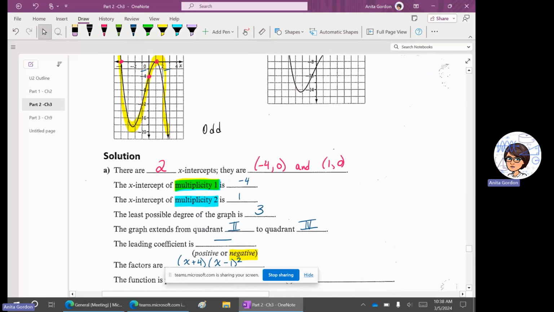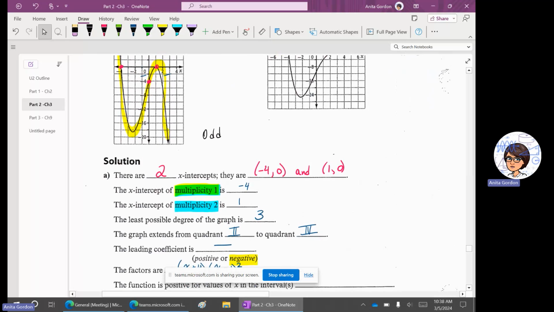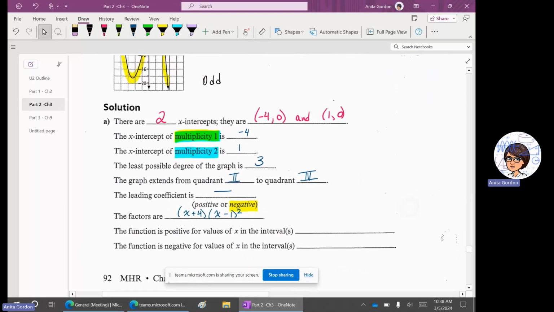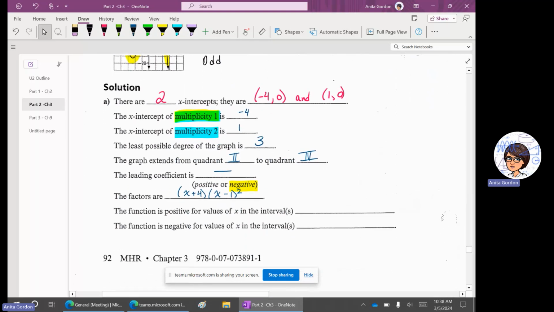Okay, because the multiplicity tells me the direction of the graph at the x-intercept. Because I have a bounce, I know that it's an even multiplicity. And because I'm saying that it is a cubic, I need to have 3 x's. So I get 1 x from this bracket, and I'm going to get 2 x's from this bracket.